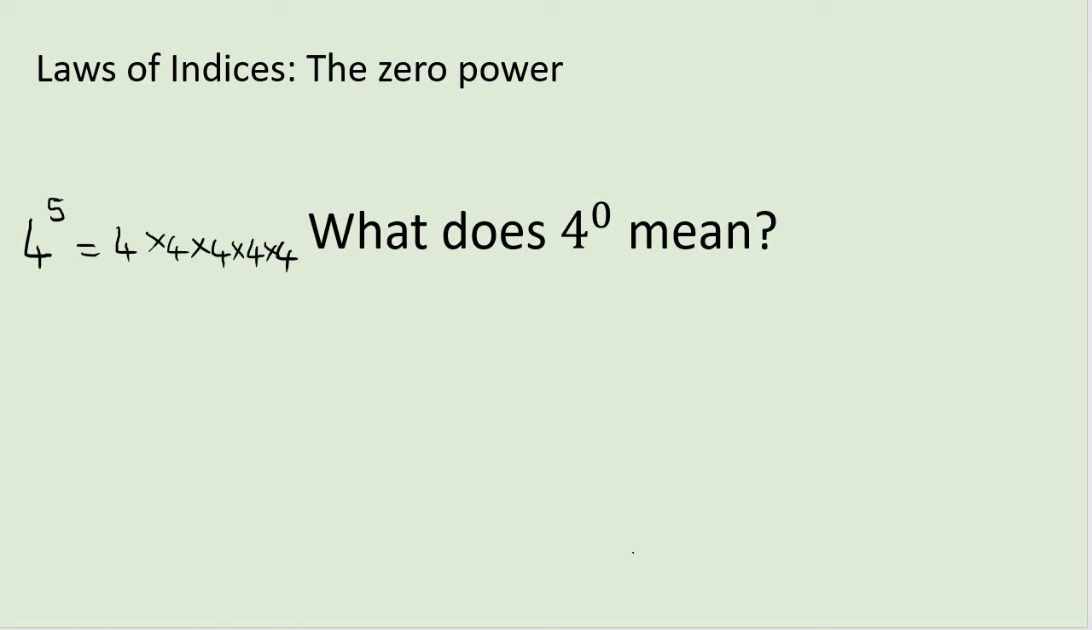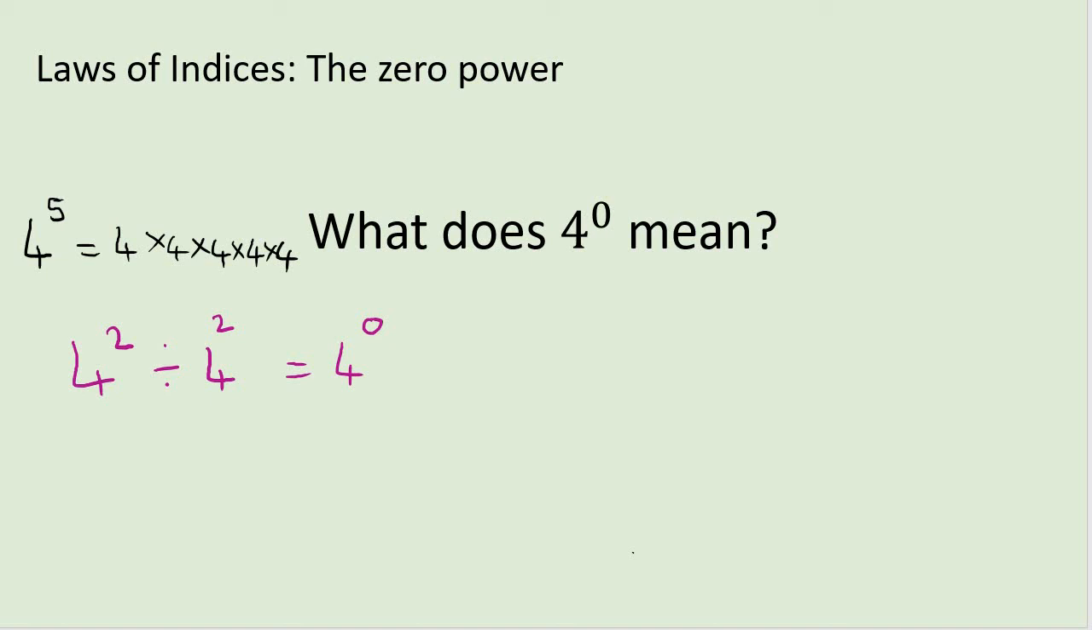Let's see if we can try and make it using the laws that we've already learned to see if we can try and work out what 4 to the 0 means. So let's just start with 4 squared. I want to divide it by 4 to the power of something so that I get 4 to the 0. So using my division law, I'm going to do 2 take away something is equal to 0. So if I just put another squared there, 4 squared divided by 4 squared, that would be 4 to the power of 0. So I've made it.